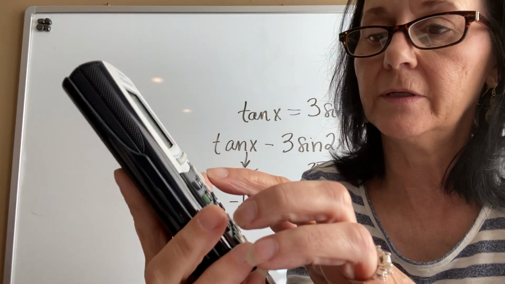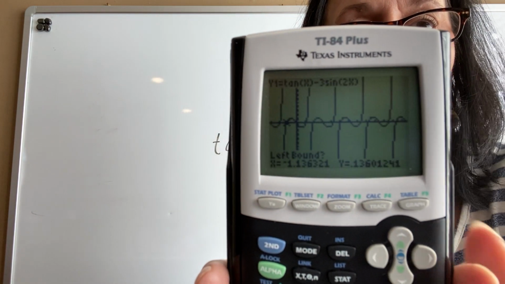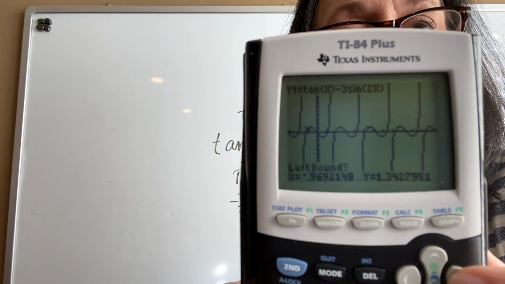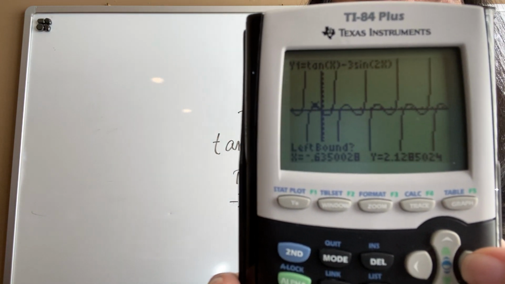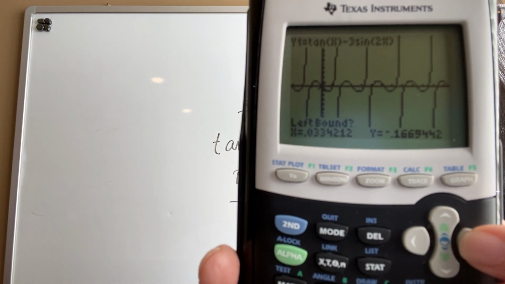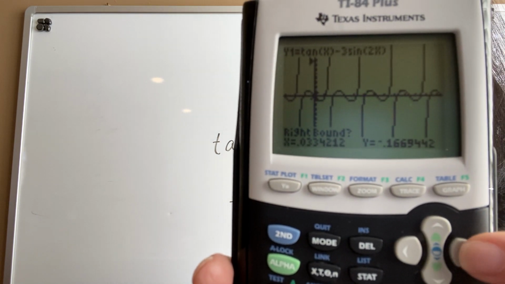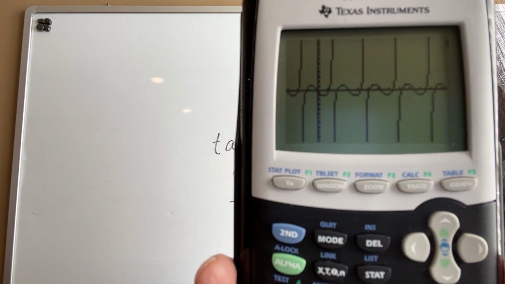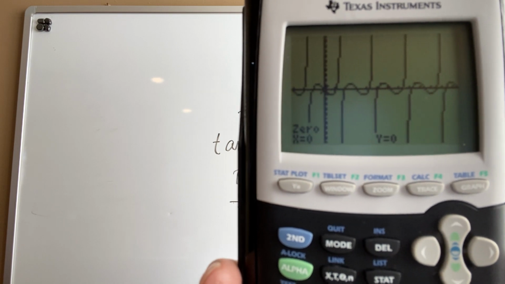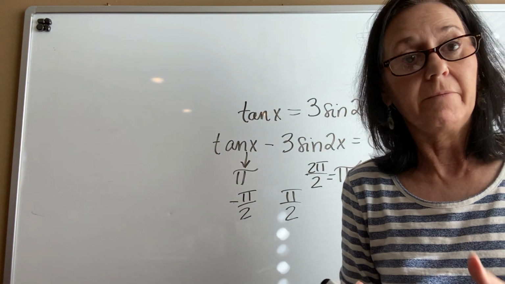We'll do that next one. Second trace, 0. Now my y value from the left side is going to be positive, and the right will be negative. All right, so that's 0, 0. And then you can find this third one, and it's plus k pi.